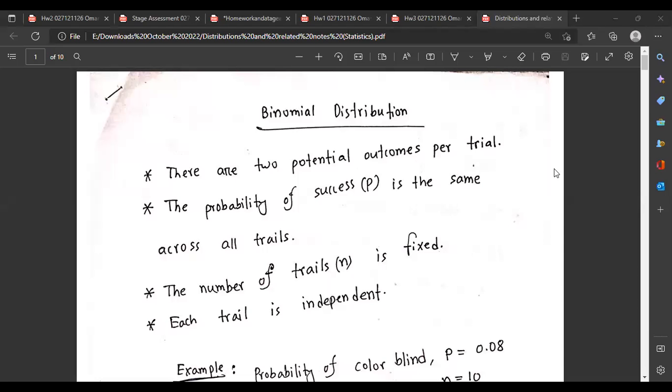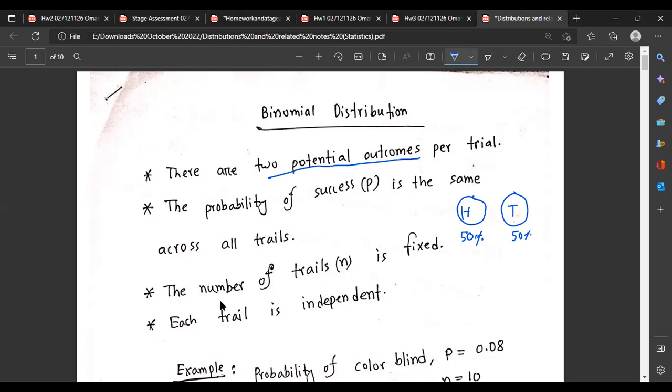This is the binomial distribution, and the properties here are that we have only two potential outcomes. So it can be either yes or no, true or false. The probability of success is the same across all trials. For example, if I flip a coin, I'll get head or tail, right? The probability of getting head is 50%, and the probability of getting tail is also 50%. So the binomial distribution has the same probability for each trial.